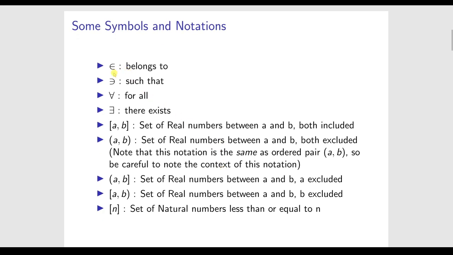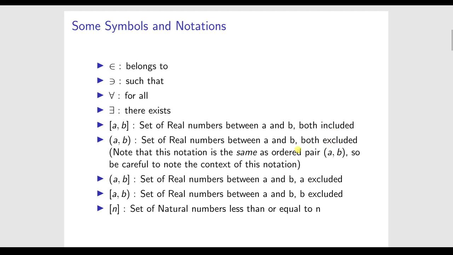This symbol means belongs to. The reverse of the above symbol means such that. Upside down A means for all, reverse E means there exists. The following are notations for intervals in real numbers. For example, closed [a, b] means the set of real numbers between a and b, both included. Open (a, b) means the set of real numbers between a and b, both excluded.